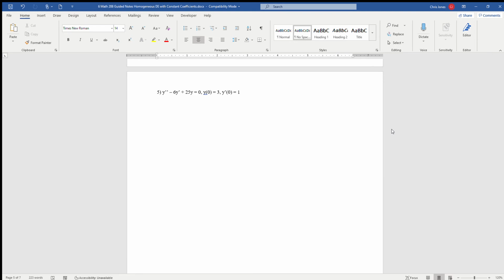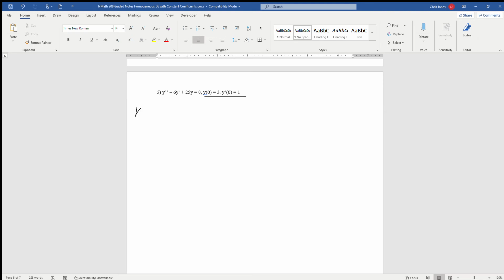Now this is one that we haven't looked at yet, or a type we haven't looked at, although it looks pretty innocent: y double prime minus 6y prime plus 25y equals 0. And then we have these initial conditions. So here's what we're going to do.